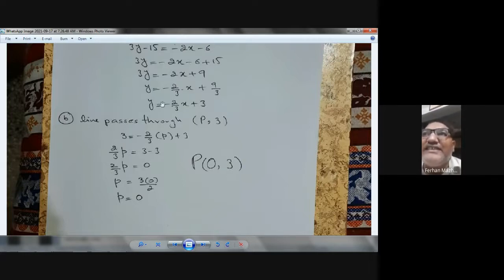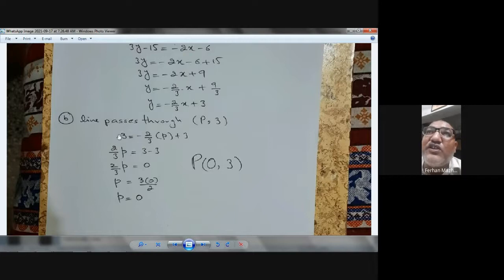So I will take this equation, and in this equation, I will substitute the x with p and the y with 3. So you can see here I did that. y equals minus 2 by 3 into x plus 3. So in the place of y, I put 3, and in the place of x, I put p. So now I will take this whole term to the left side. It will become positive. So you will have 2 by 3p equals, this 3 is already there.